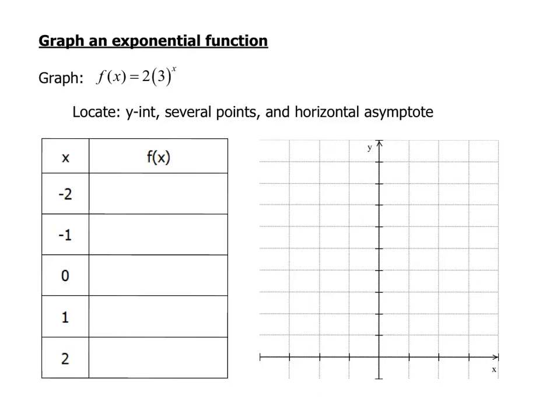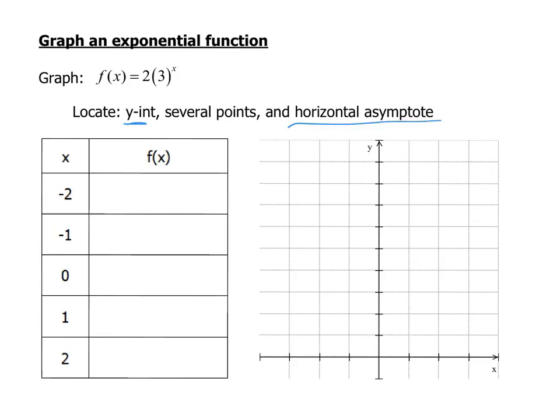Let's graph an exponential function. Here we have f of x equals 2 times 3 to the x, and when we're doing our graph, we want to also locate the y-intercept and look at where we have that horizontal asymptote.